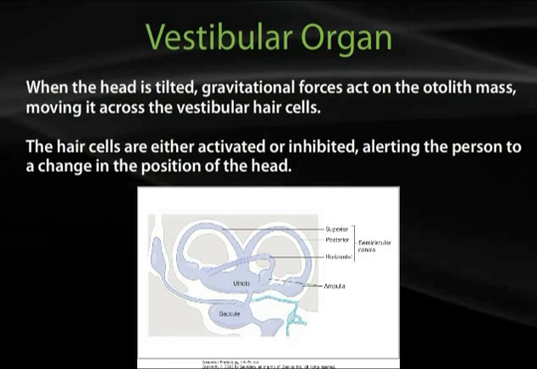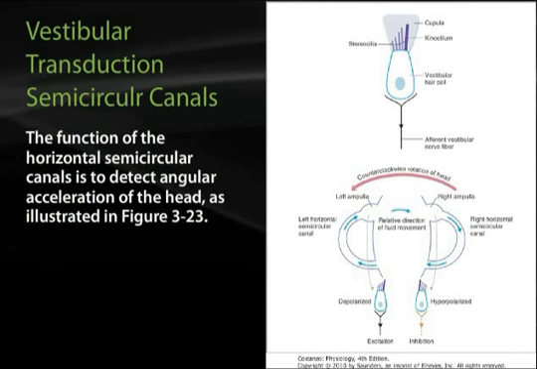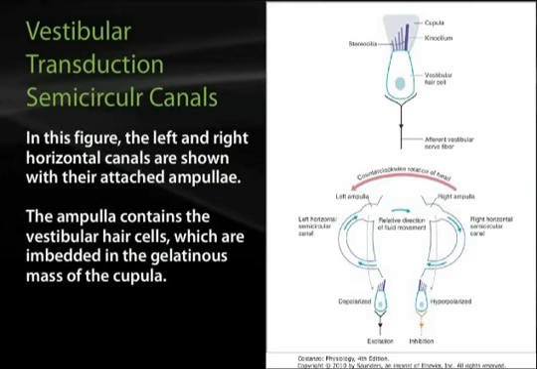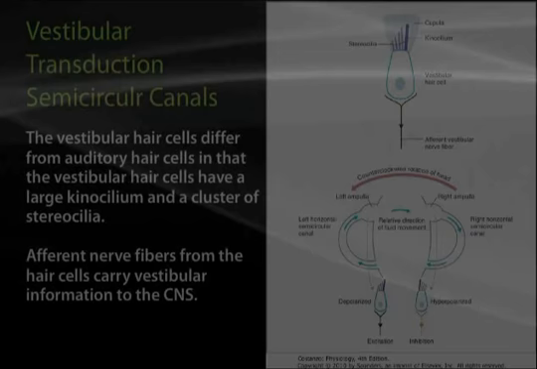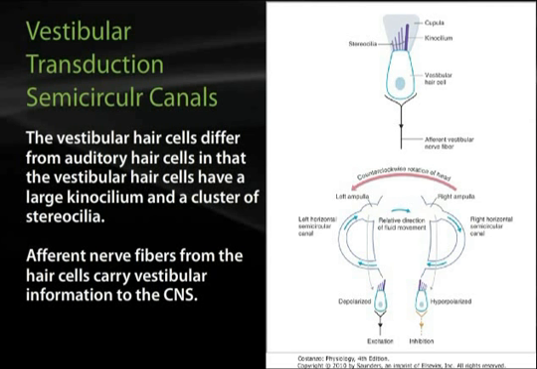The function of the horizontal semicircular canals is to detect angular acceleration of the head, as illustrated in Figure 3-23. In this figure, the left and right horizontal canals are shown with their attached ampullae. The ampulla contains the vestibular hair cells, which are embedded in the gelatinous mass of the cupula. Vestibular hair cells differ from auditory hair cells in that the vestibular hair cells have a large kinocilium and a cluster of stereocilia. Afferent nerve fibers from the hair cell fibers carry vestibular information to the central nervous system.